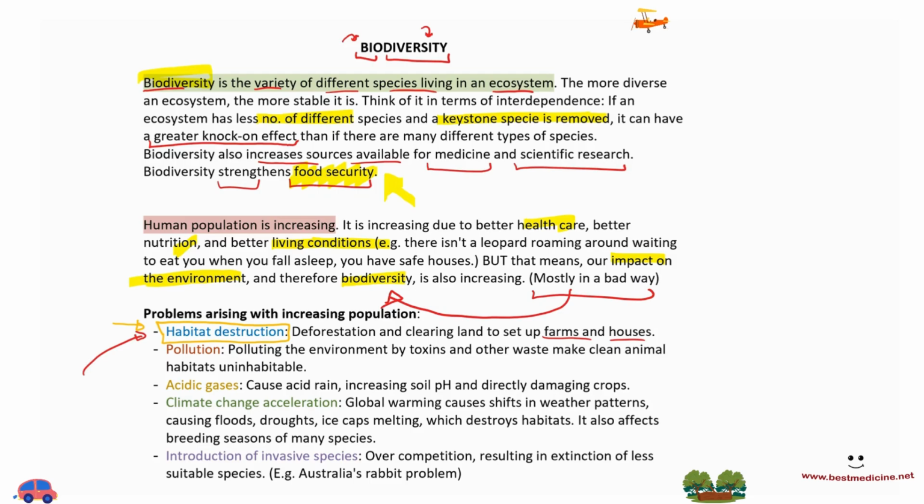Number two, pollution. Of course, increasing population would mean that we're producing greater amounts of toxins, for example, burning more fossil fuels, and we have more factories making more materials and therefore more waste, which makes clean animal habitats uninhabitable.